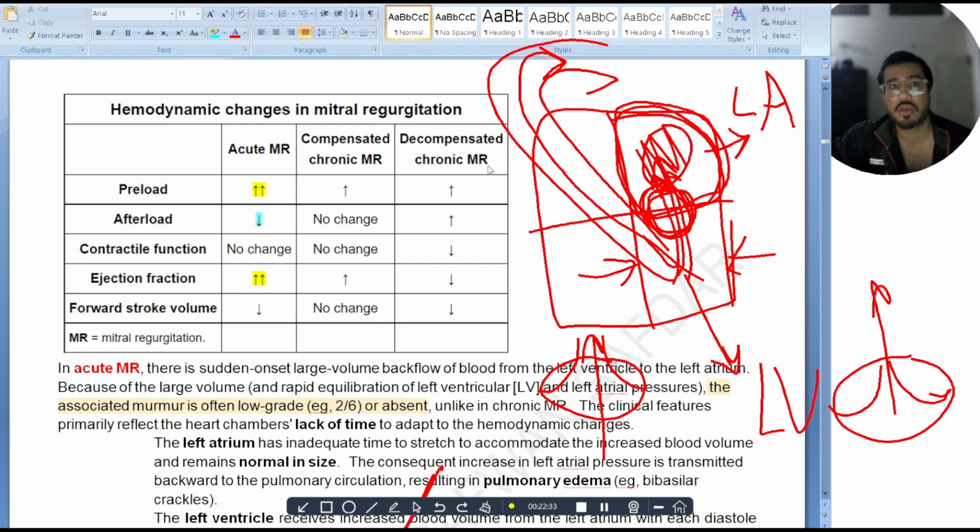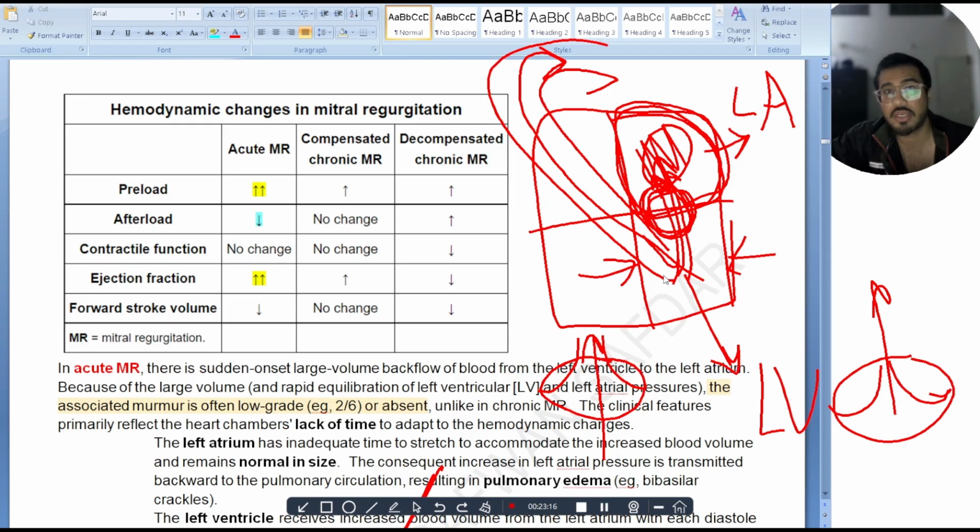In decompensated chronic mitral regurg, the afterload is increased. Now the question is, why is the afterload increased? The reason is that the left atrium is overfilled with blood because it is decompensated, and due to the overfilling of the left atrium, the left ventricle now has to pump blood against the systemic vascular resistance in the aorta as well as the overfilled left atrium. So this is the reason why the afterload becomes markedly increased in chronic decompensated mitral regurg.